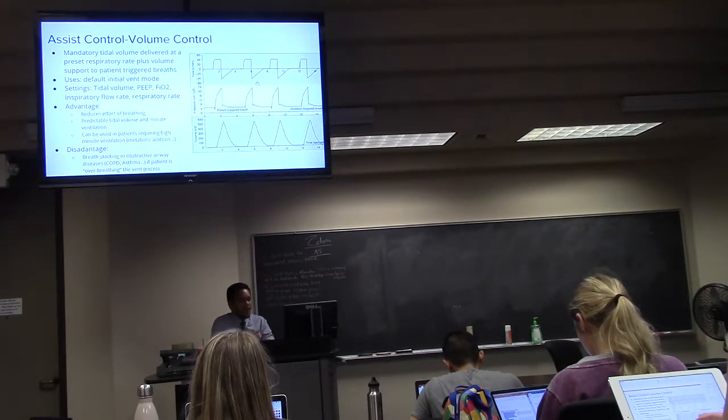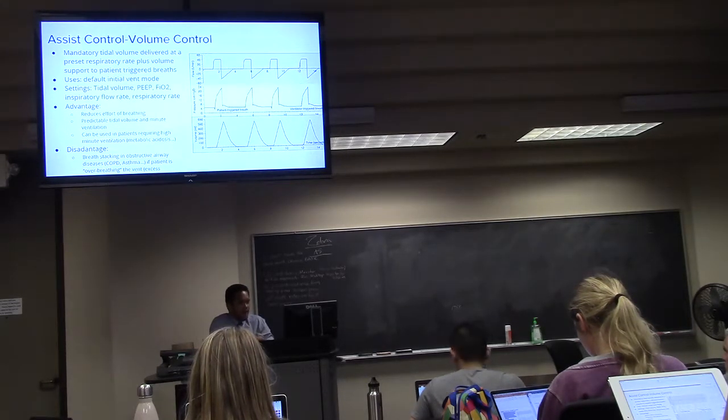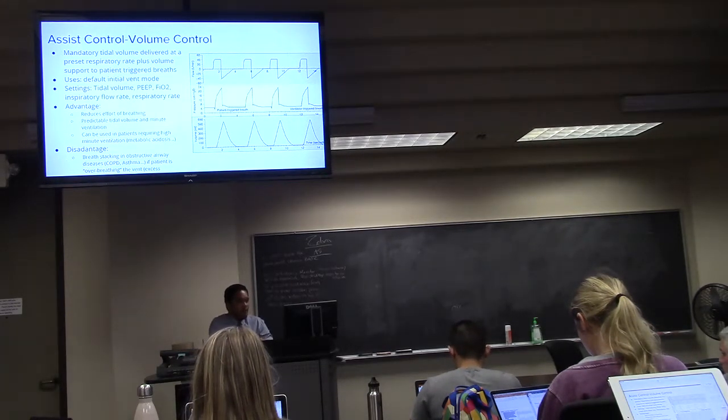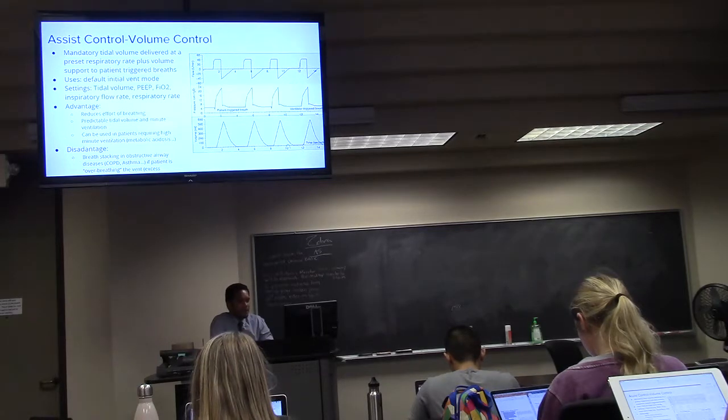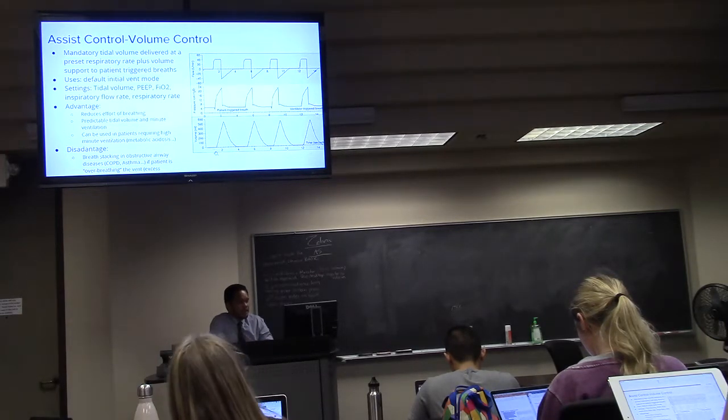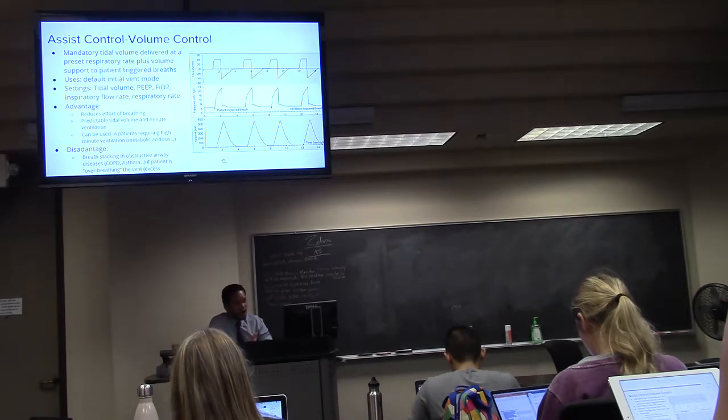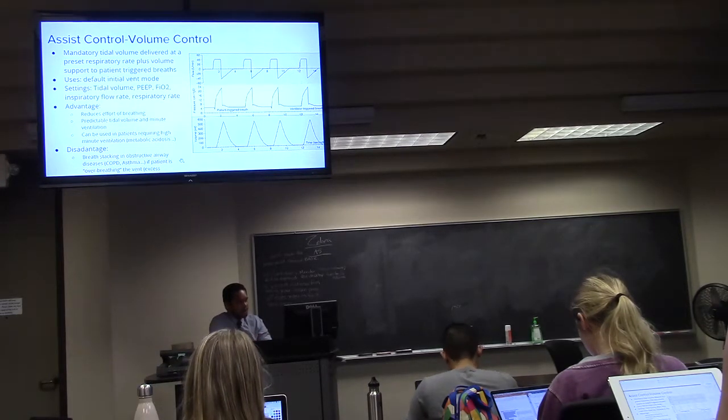So the big advantage of this is it's very restful to a patient. If they're not having to pull in the volume by themselves, the machine is doing it for them. Their lungs, their diaphragm, and themselves can rest and basically not do much work. And what's really good about this setting is that the tidal volumes and the minute volumes are predictable. You know how much this patient is going to get.